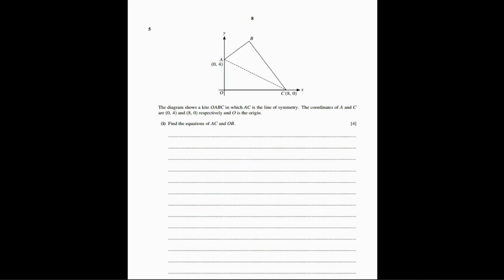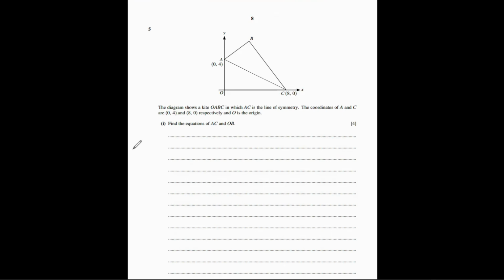Then it says the diagram shows a kite OABC in which AC is the line of symmetry. The coordinates of A and C are (0, 4) and (8, 0) respectively, and O is the origin. We have to find the equations of AC and OB.